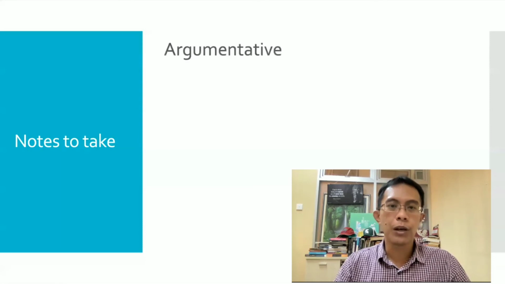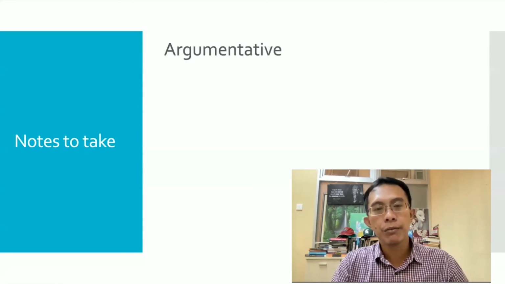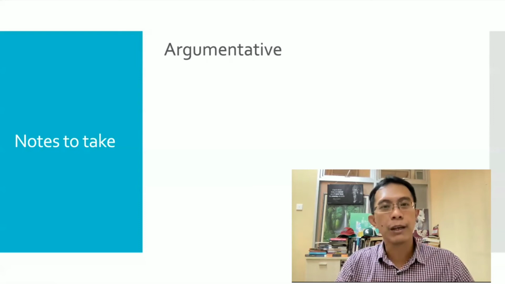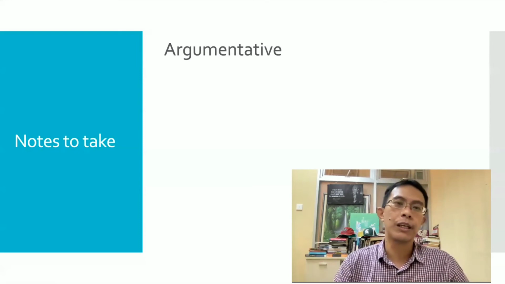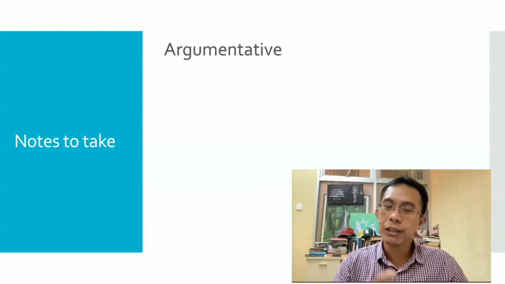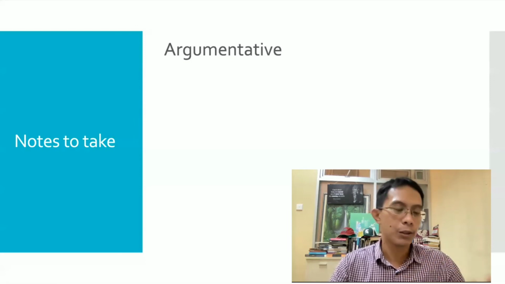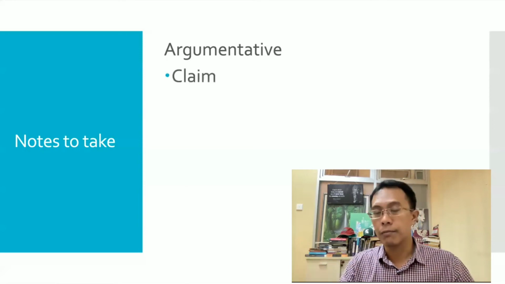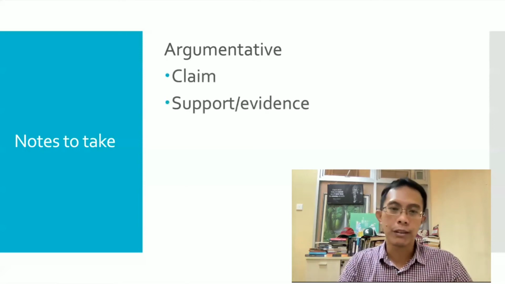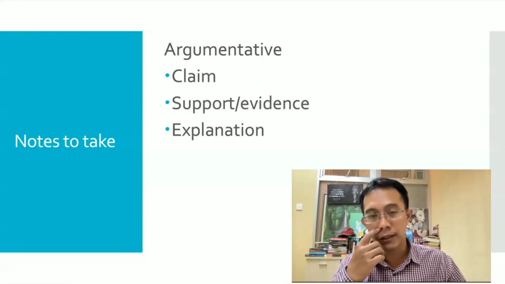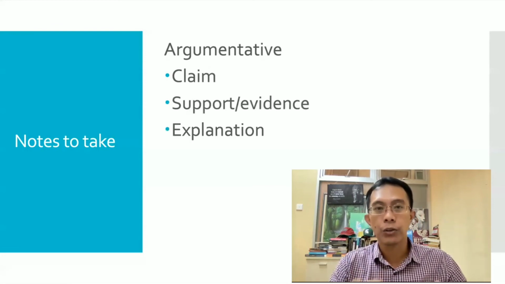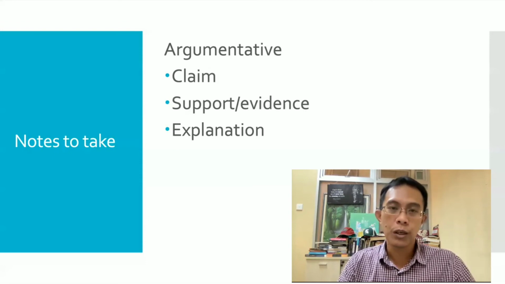Lastly, let's go to argumentative. In an argumentative presentation, it's pretty much like what you are now doing in your inferential reading class. In your inferential reading class, you know that an argument needs to have at least 3 elements. First one is the claim. The second one is the support or evidence. And the last one is the explanation. This is exactly what you are also taking notes of when you try to take notes of an argumentative speech.